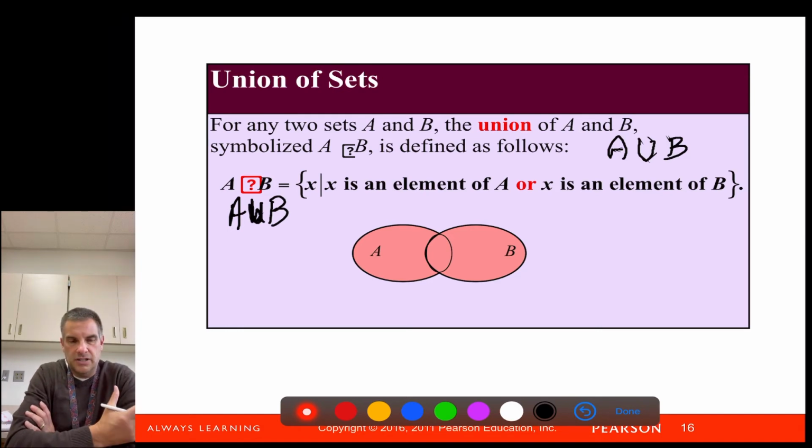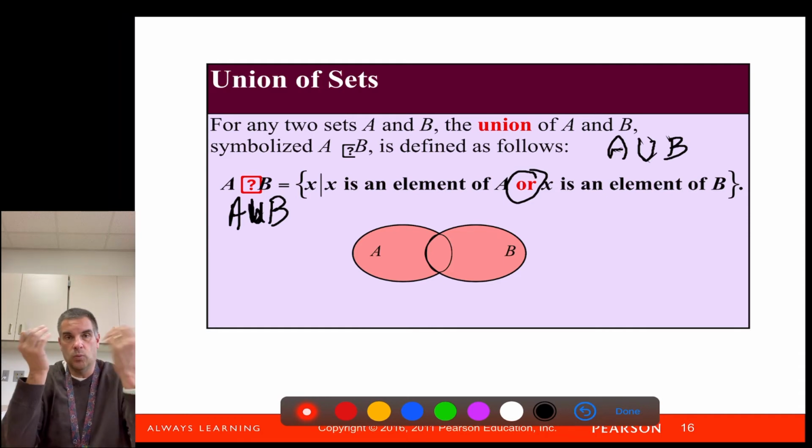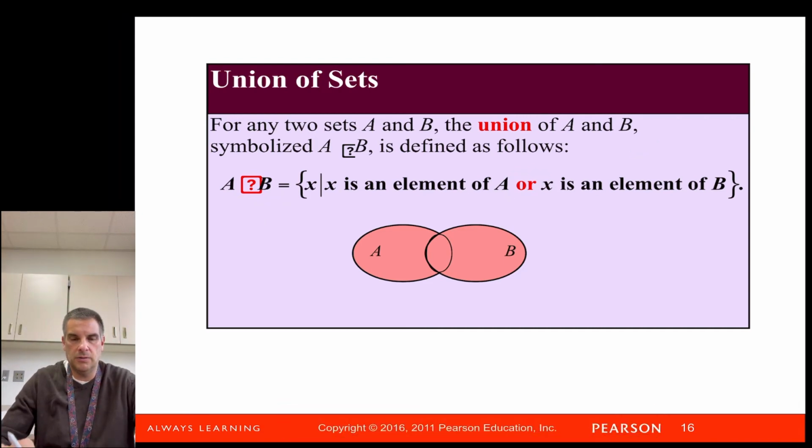So the definition for the union is x such that x is an element of A or, union is or, x is an element of B. So it's in one or the other. It's all of them that are included. They don't have to be the same when we're talking about unions.